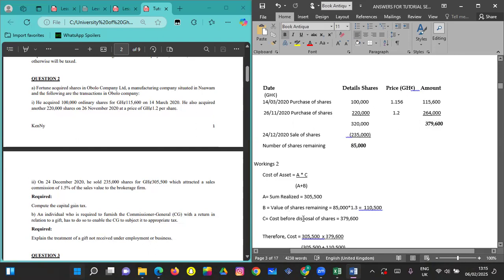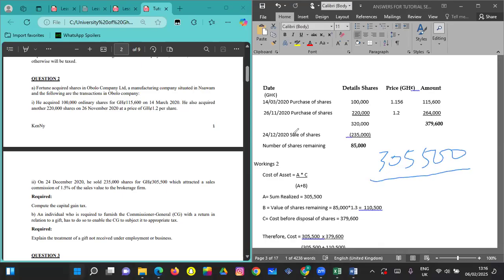So now what some of us may be asking is, how did we get the value of the shares remaining? The number of shares remaining after selling 235,000 was 85,000. Now we want to know this 1.3, where we had this 1.3. It is going to be 305,500 divided by 235,000. In some questions, they will give you the price per share as at that date. If they give you that, then you don't need to do this to get 1.3.